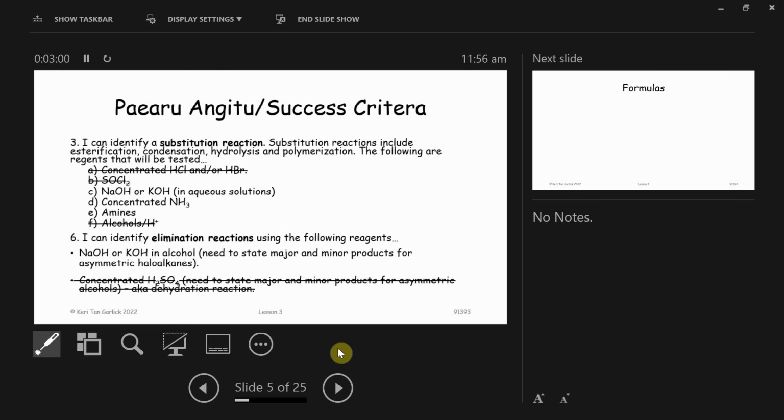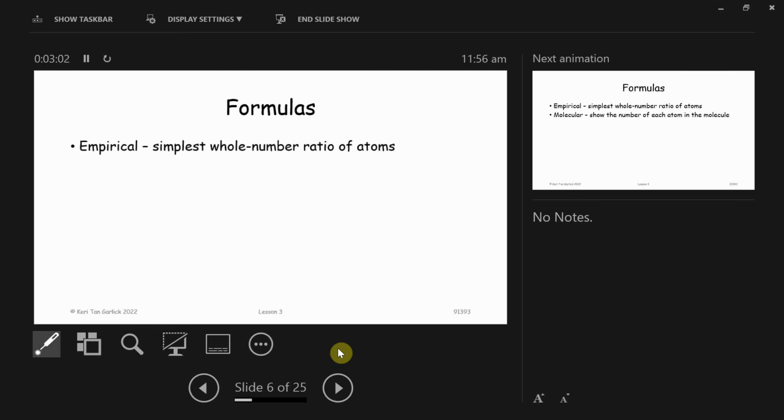Cool. All right. So let's talk about formulas as a nice little reminder. The first formula we need to think about is the empirical formula. So empirical formula is just the formula that has the full number of atoms in that molecular compound. There's no simplification of that. It's just the number of atoms and their set ratio.